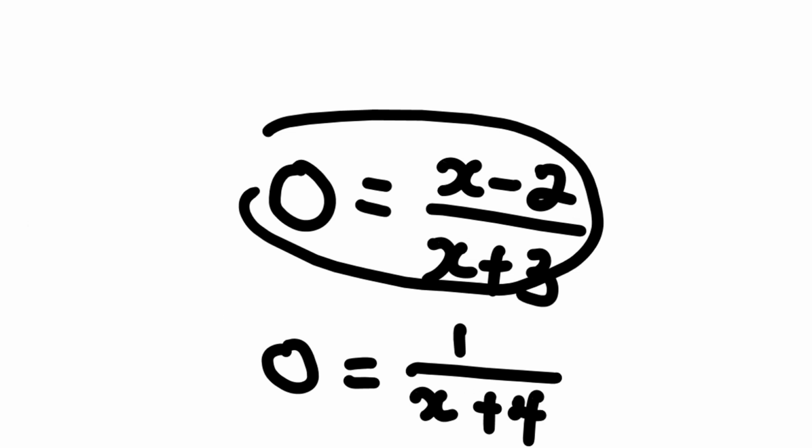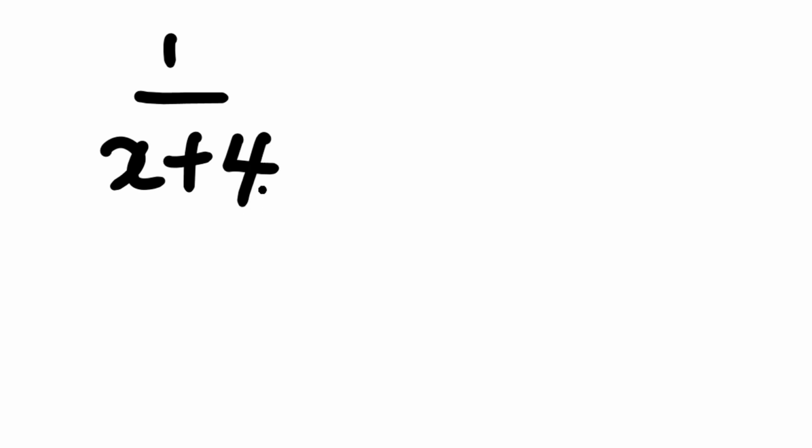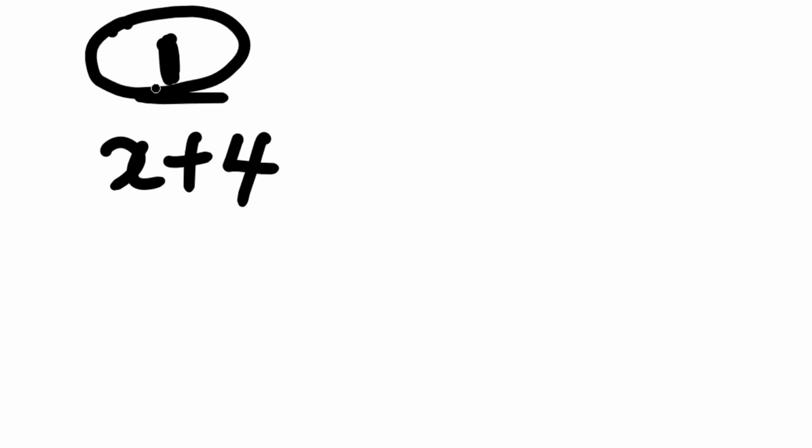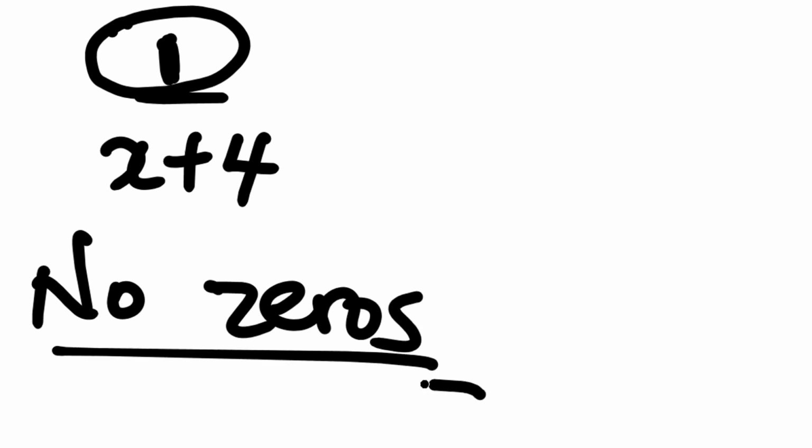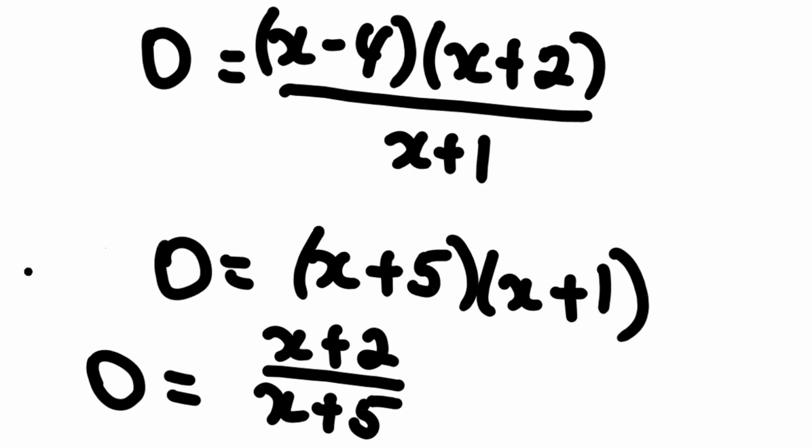Let's find the zero of 1 over x plus 4. You don't need to proceed to even calculate, because they say you have to find the zero, and the zero is going to focus on the numerator. The numerator is just having one, right? There's no x anything inside the numerator, so there are no zeros. That's what you say. There are no zeros. That's what you do for this particular function. Let's go for the other functions.